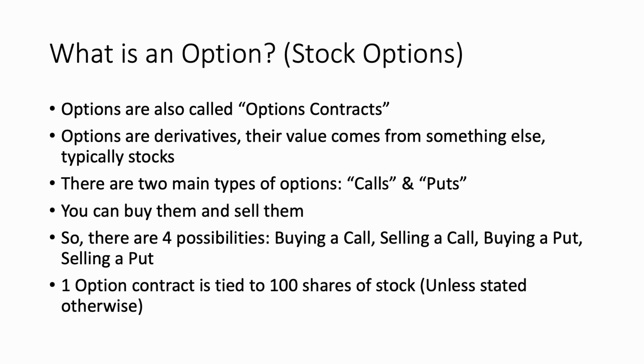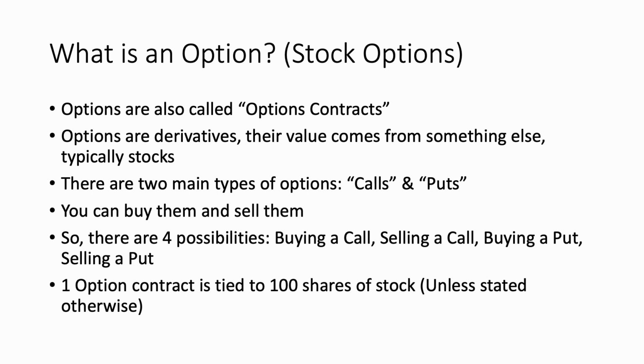Well, we're talking about stock options. And options are contracts and they're derivatives because they derive their value from something else. They derive their value from stock. So there's two kinds of options basically. There's calls and there's puts. You can buy them and you can sell them. So in total we have four possibilities. We could buy a call, we could sell a call, we could buy a put, and we could sell a put.